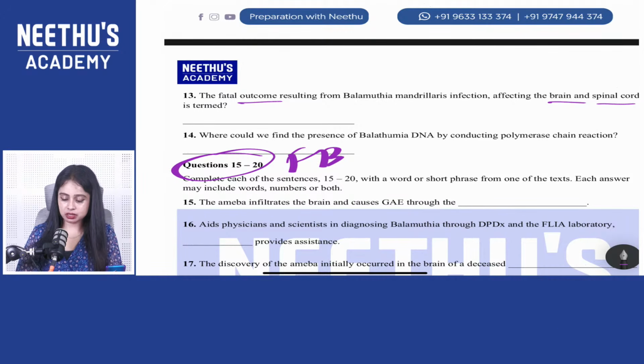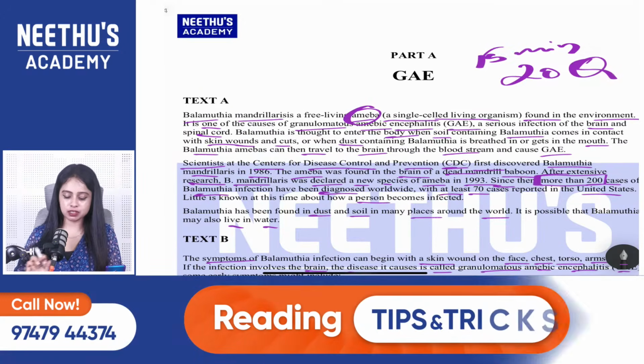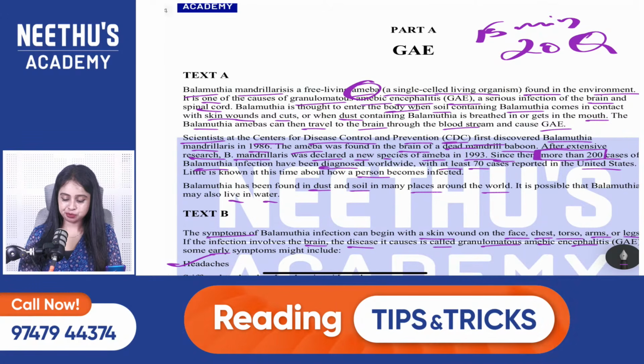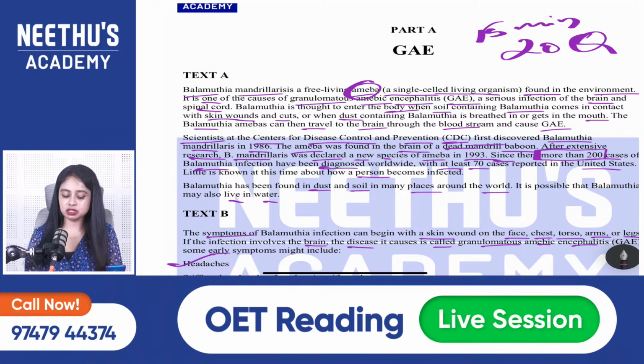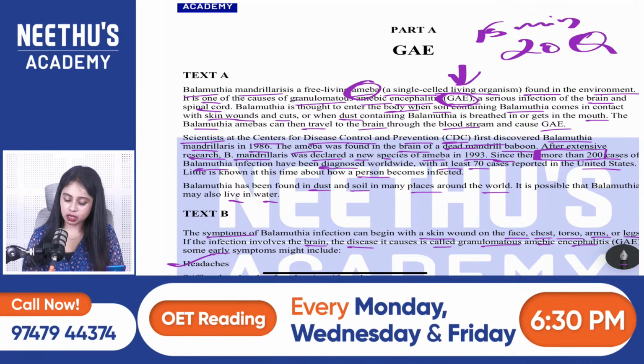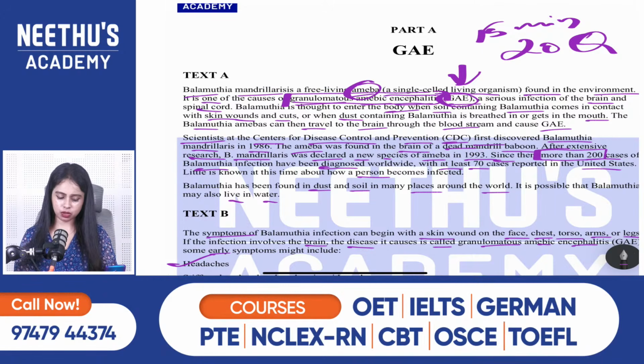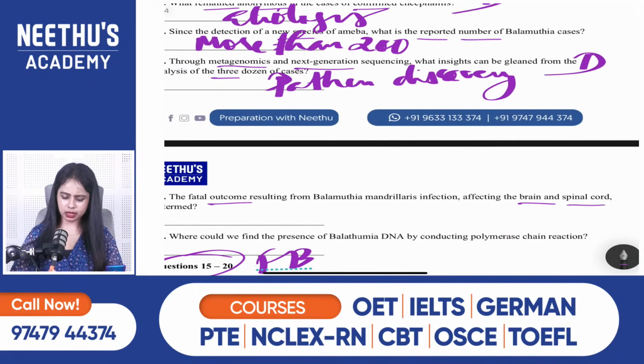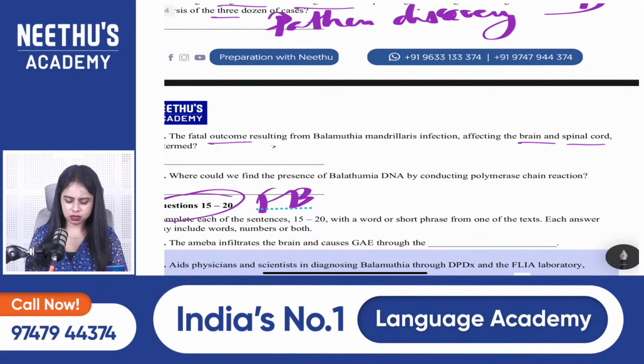A very easy question. So where is it mentioned? In which text is it mentioned? It is mentioned in text A, as you can see here. Either you can write the abbreviation GAE or you can write the full form, granulomatous amoebic encephalitis. Okay, very simple answer, so I'm not going to explain it further. So yes, it is GAE.